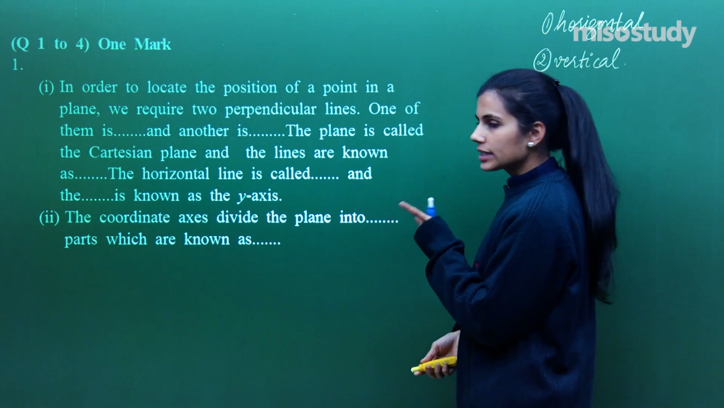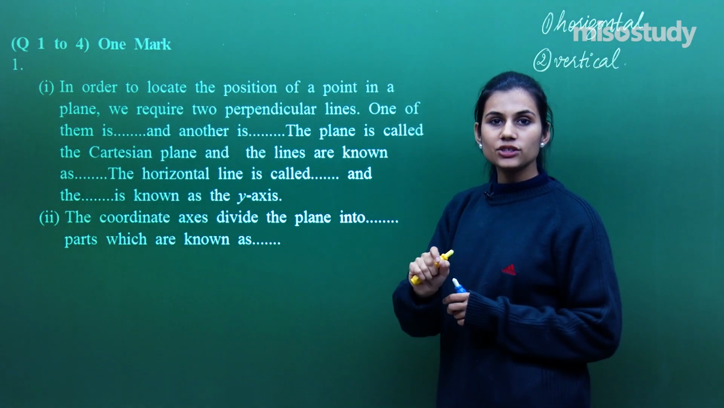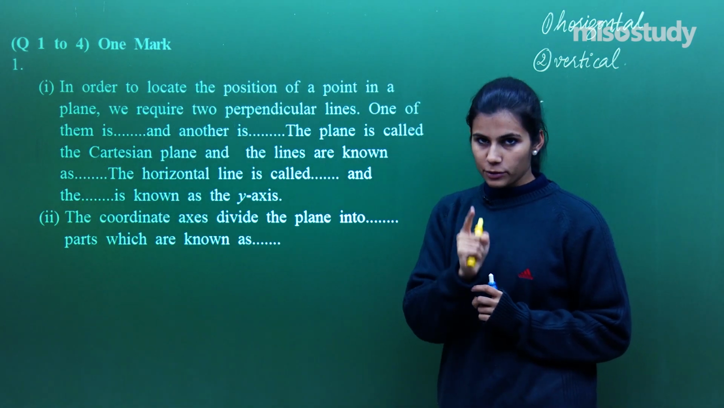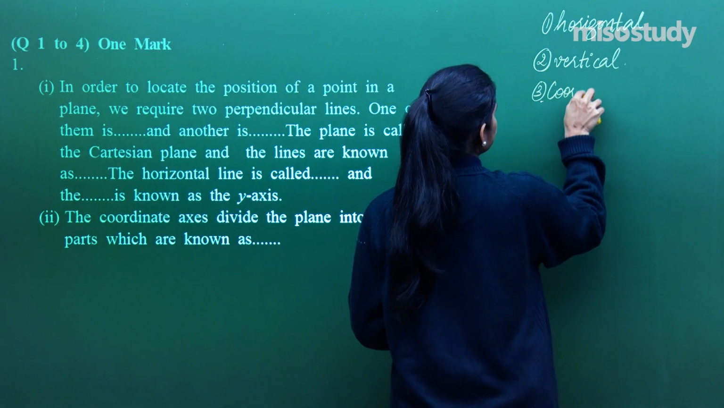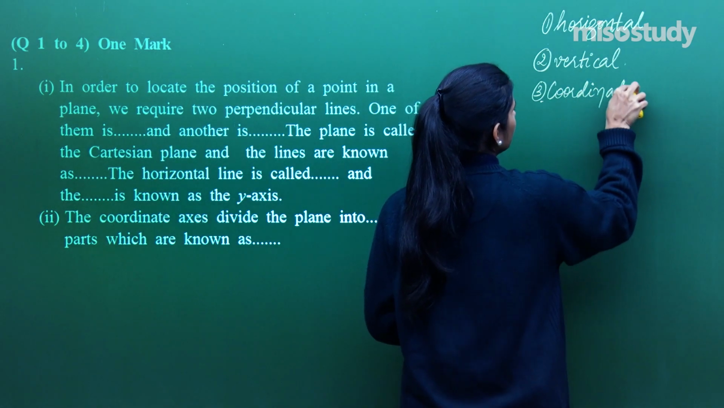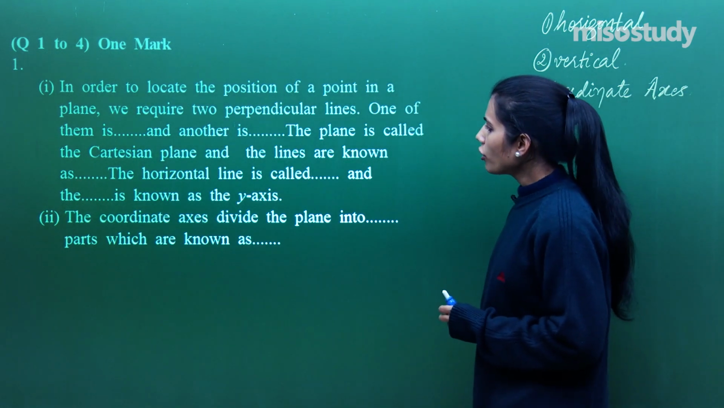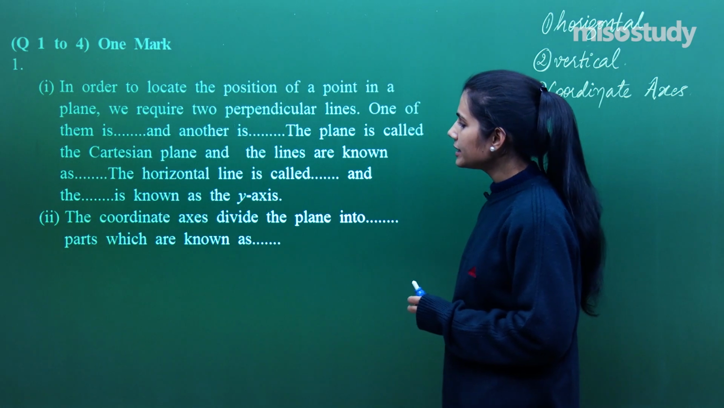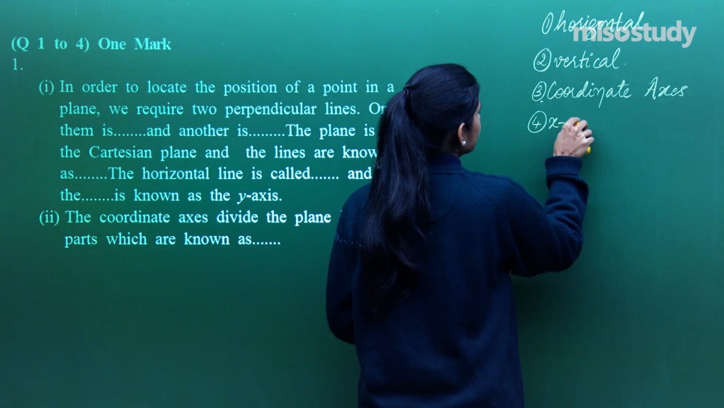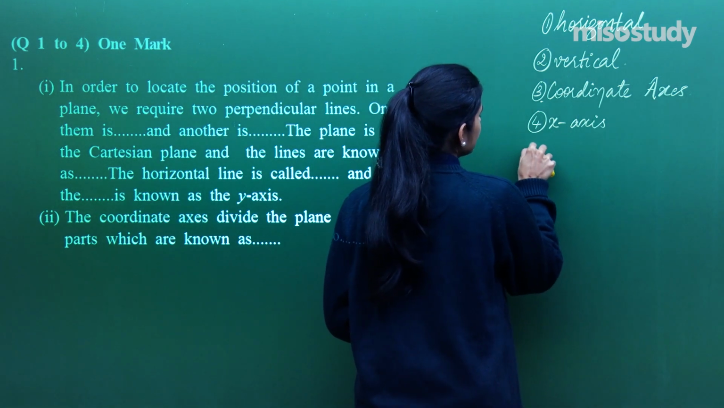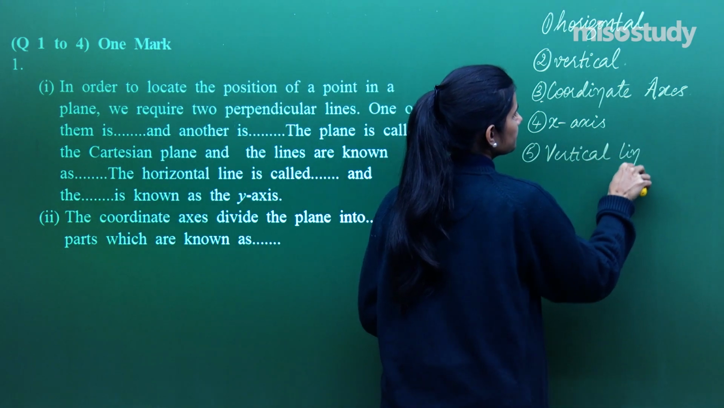The plane is called the Cartesian plane. Yes, and these horizontal and vertical lines meeting each other at 90 degrees, because they are mutually perpendicular to each other, are known as the coordinate axis. Among them, the horizontal line is known as the x-axis and the vertical line is known as the y-axis.